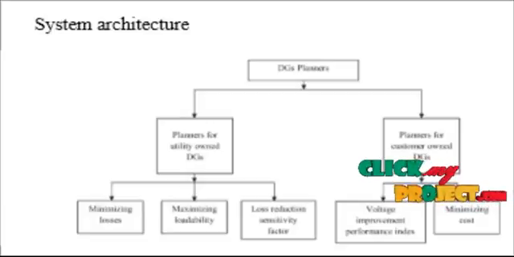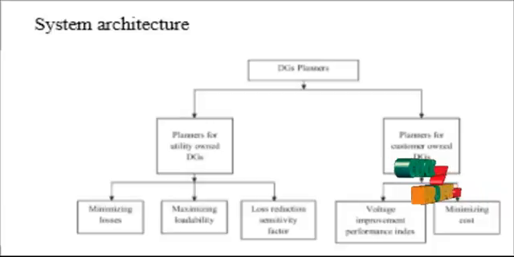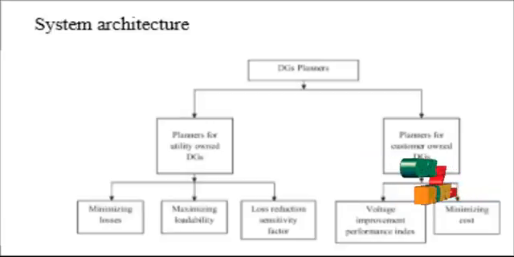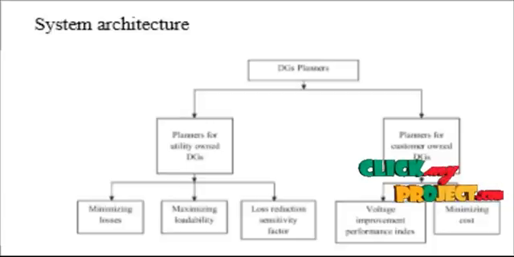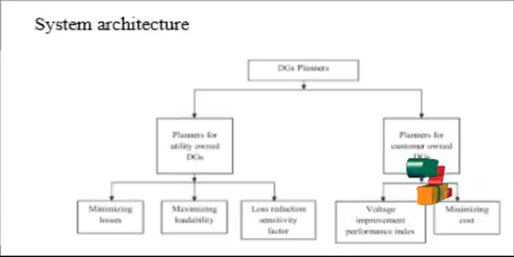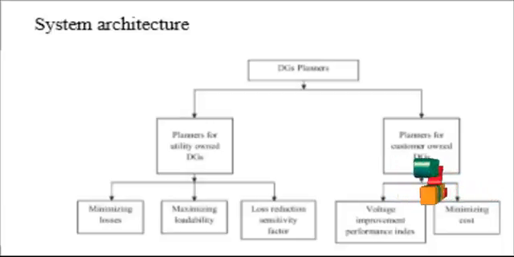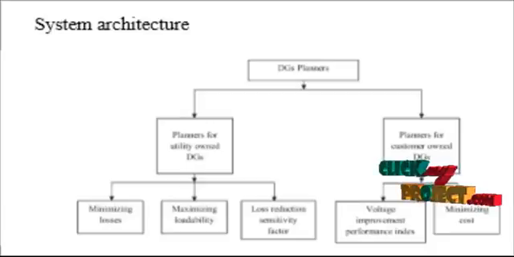The generators transmit the power, and we get the power loss and cost, and then the voltage and the ranking of the bus system, showing which bus gives the most transmission power and voltage. So the objectives are minimizing the losses, maximizing the loadability, the loss reduction sensitive factor, the voltage improvement performance index, and minimizing cost. This is the main objective of these flows.